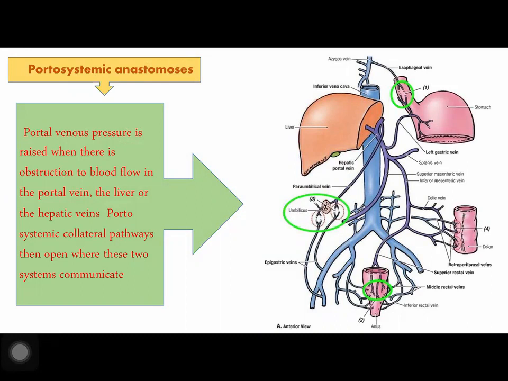We have four collateral systems. First, at the gastroesophageal junction between the esophageal vein and the left gastric vein. Second, at the umbilicus between the para-umbilical vein and the veins of the abdominal wall. Third, at the rectum between the superior rectal vein and inferior rectal vein. Fourth, at the mesentery between tributaries of the bowel and the retroperitoneum, renal and phrenic veins.